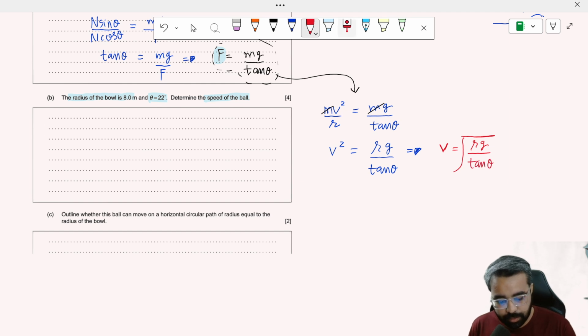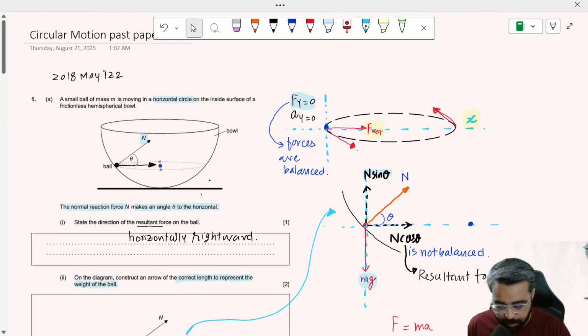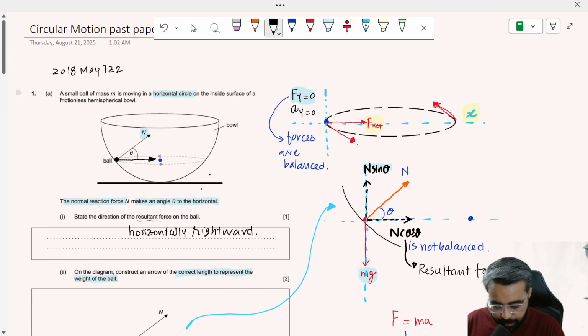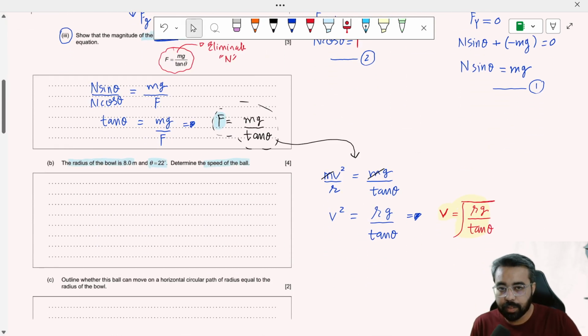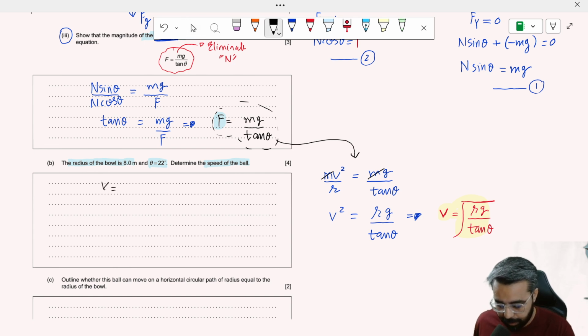So students, this is a formula for speed in any horizontal circular motion in this bowl. I'm not talking about specifically this one. Even if this is a larger horizontal circle or this smaller horizontal circle, you can apply this speed formula because the angle will change. I will show you with the help of a diagram also. Let us find its speed value, so I'm going to put in the values.